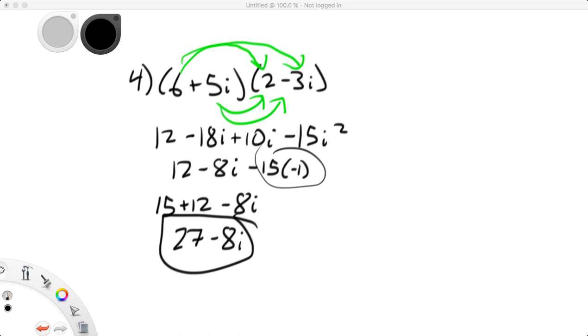So I've got 15 plus 12 minus 8i, because I'm taking this positive 15 and I'm going to combine it with my like term. Negative 15 times negative 1 is positive 15. 15 plus 12 is 27 minus 8i. And I'm done.